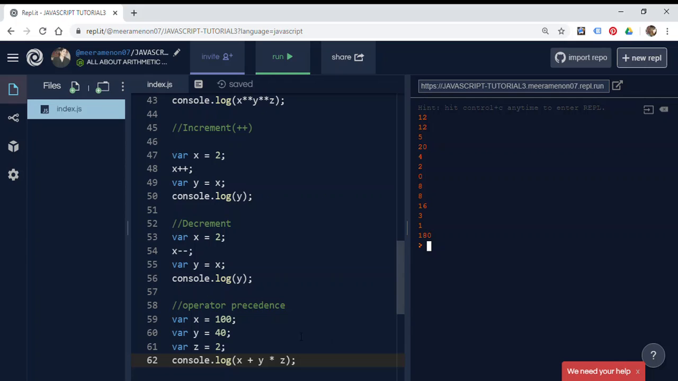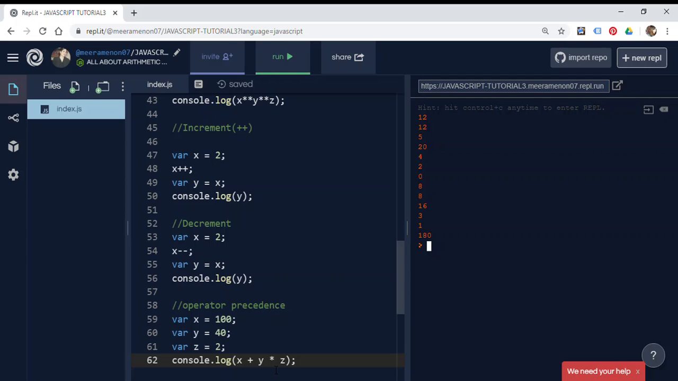How can you explain? So it's 100. This is 100 and this is 100. This is 40. This is 2. So 40 multiplied by 2 is 80. So 100 plus 80, right?